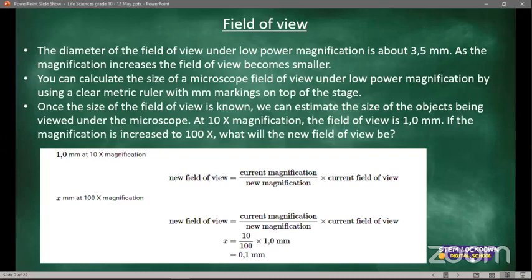Those are free. So as I was saying, you can calculate the size of a microscope field of view under low power magnification by using a clear metric ruler with millimeter markings on top of the stage. So your stage has a ruler and it is in millimeters. So once the size of the field of view is known, we can estimate the size of the object being viewed under the microscope. So let's take, for instance, at 10 times magnification, the field of view is 1 millimeter. So if the magnification is increased to 100 times, what will the new field of view be?